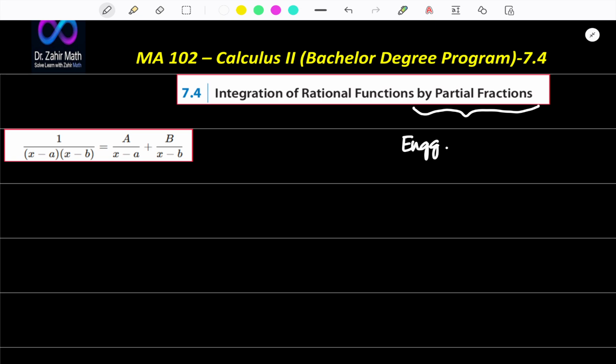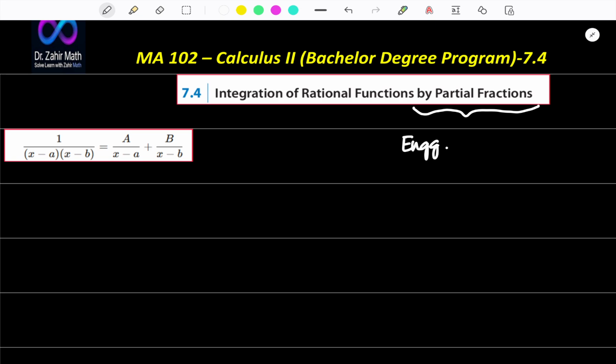Mechanical people always use it in vibrations and control problems. For chemical, this type of thing will appear while modeling the systems and rates of change. So to solve these engineering problems, we must break a complicated fraction into simple parts. This is exactly what partial fractions do. So today we will learn this method using two simple problems step by step.